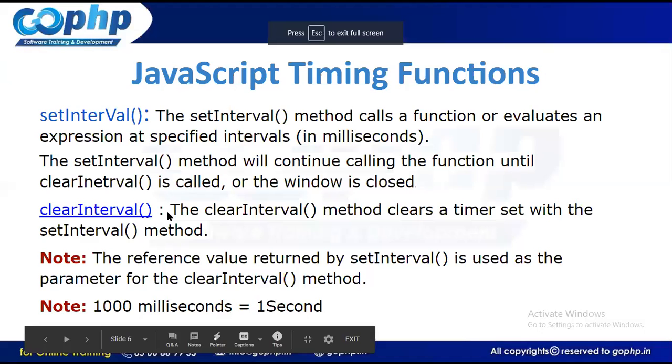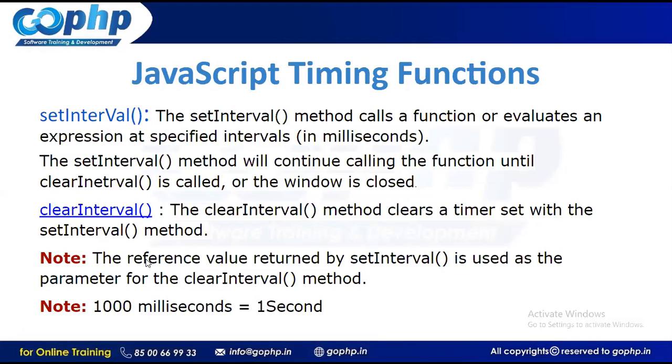So this is clear interval. The clearInterval method clears a timer set with the setInterval method. Here you have a small note. The reference value returned by the setInterval is used as the parameter to the clearInterval. What is the reference value? I used one word, the reference value returned by the setInterval. What is the setInterval method giving to you? It is giving some variable, na? That reference you have to pass to clearInterval to clear the timer, guys.